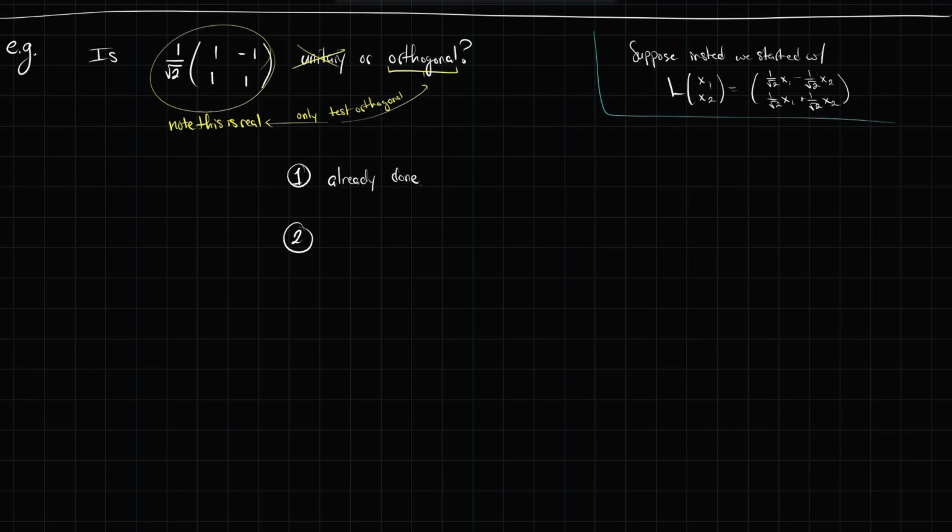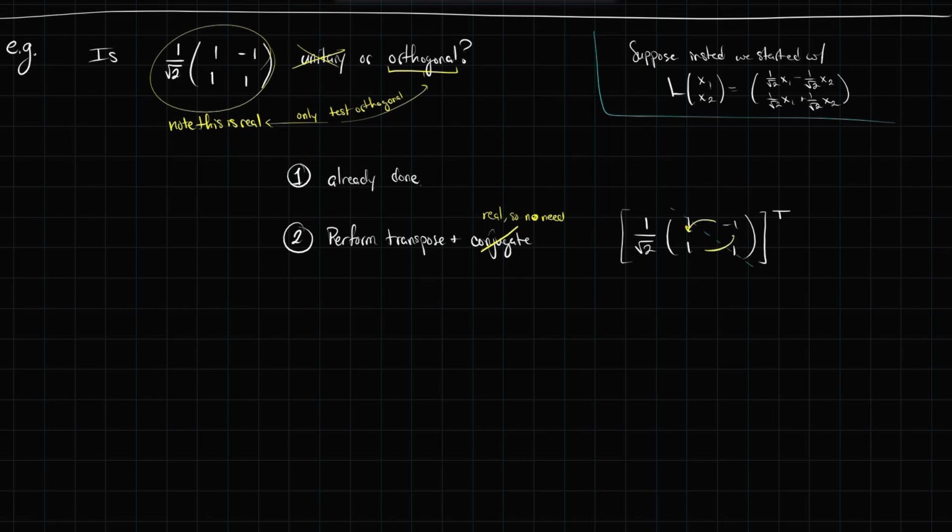Step 2, we need to perform the transpose and the conjugate. But it's real, so there's no need for a conjugate when we're real. The conjugate of every real number is the same real number. So we'll take a transpose. 1 over root 2, [1, 1; negative 1, 1]. Let's transpose this, which means I'm looking at the downright diagonal, and I'm going to flip everything over the downright diagonal. That's going to leave me with 1 over root 2. Flip everything, that becomes a 1. This becomes a negative 1.